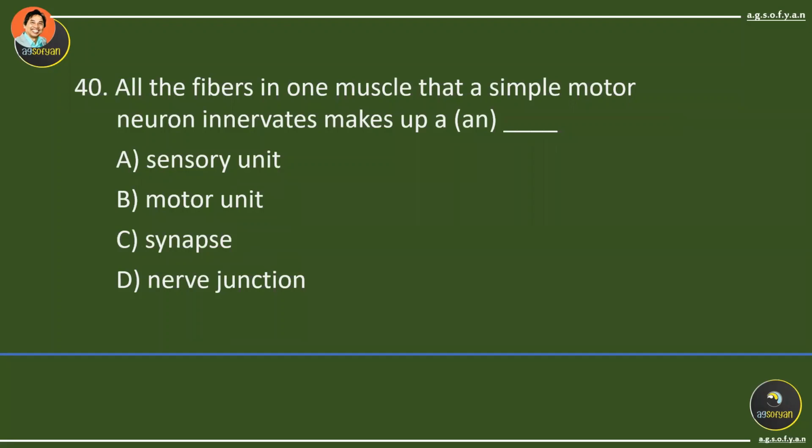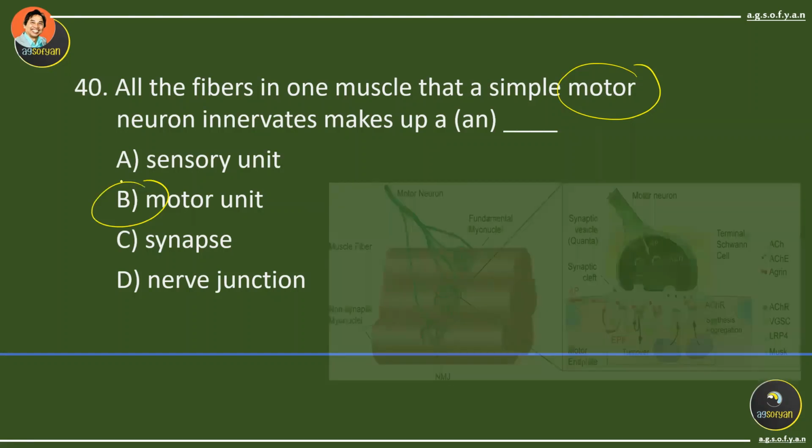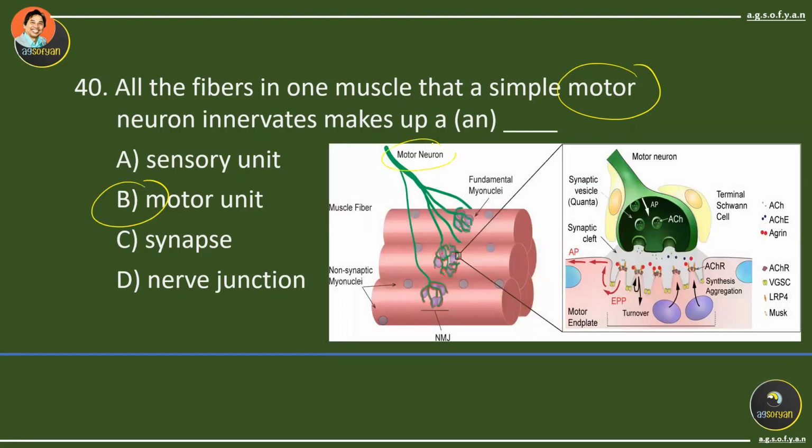All the fibers in one muscle that a single motor neuron innervates make up A, B, C, or D. Okay, remember, because this is carried by the motor neuron, therefore this unit is called a motor unit. So one motor neuron with all the muscle fibers that it innervates is called one motor unit.